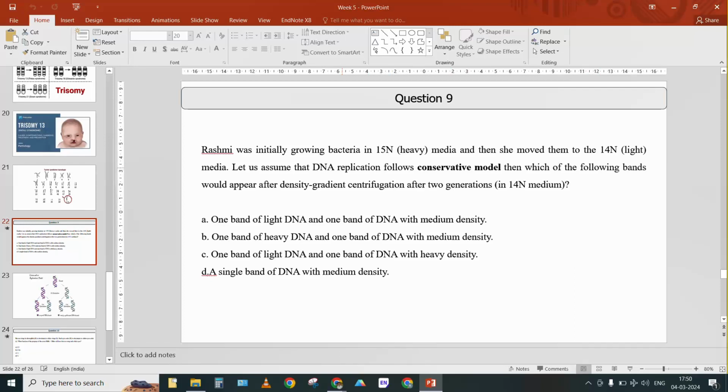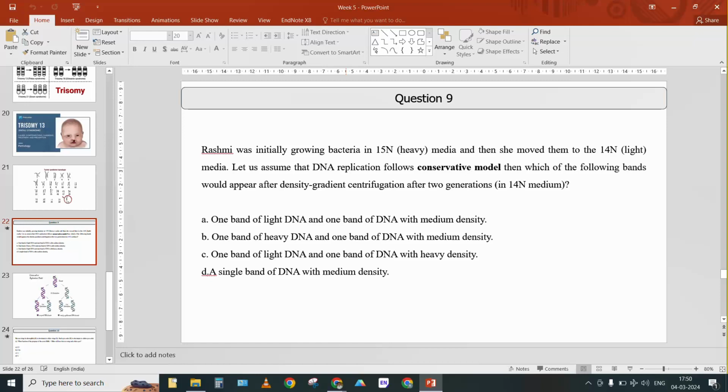So let us assume that DNA replication follows a conservative model. Then which of the following bands would appear after density gradient centrifugation after two generations? The possible options for question 9 are: option A, one band of light DNA and one band of DNA with medium density. And option B is one band of heavy DNA and one band of DNA with medium density.